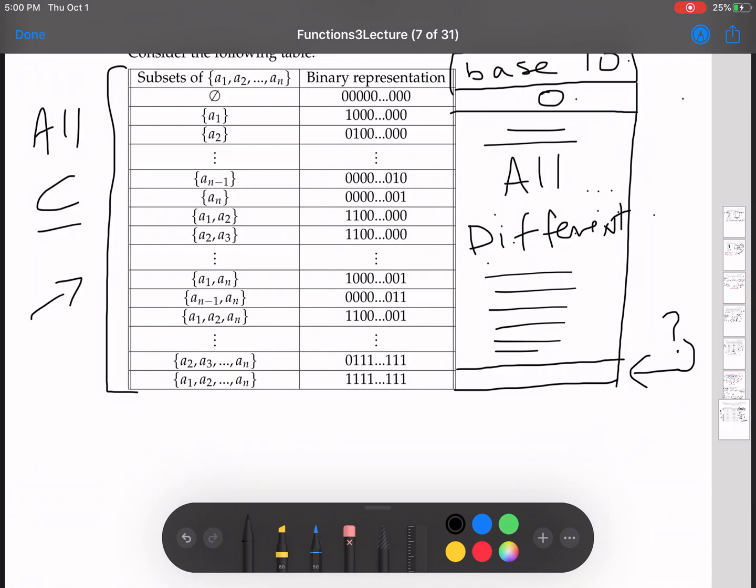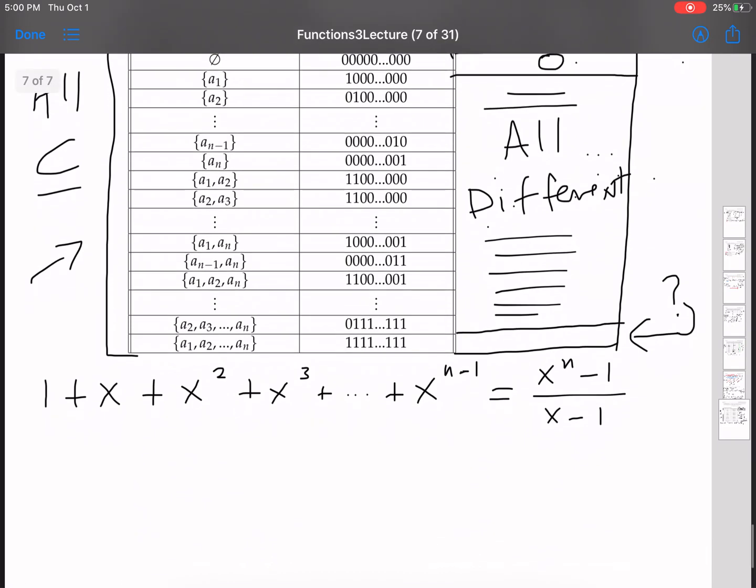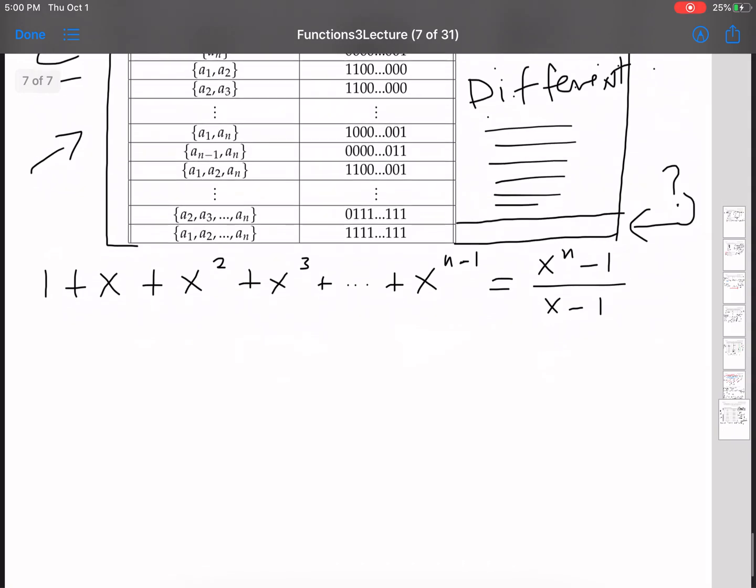Okay, now remember that 1 plus x plus x squared plus x cubed plus ... plus x to the n minus 1 is equal to x to the n minus 1 over x minus 1. All right, I'm definitely going to need more room here, but that's okay. All we really need is this last little bit.